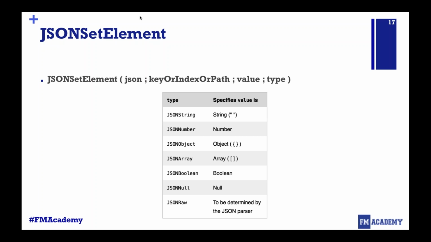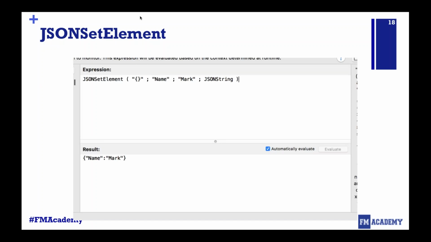An important thing to note about the JSON type is that you do not pass it in quotes as a string. They're reserved words for the purposes of this function, which is unusual for most FileMaker functions. We'll see how that works in a little bit. As in right here. So here we're setting a blank JSON object. That's the first one you see here. And then the attribute we want to set, or the key rather, is name. And we want to set that to mark. And that's a JSON string. And then this is the result that we get.